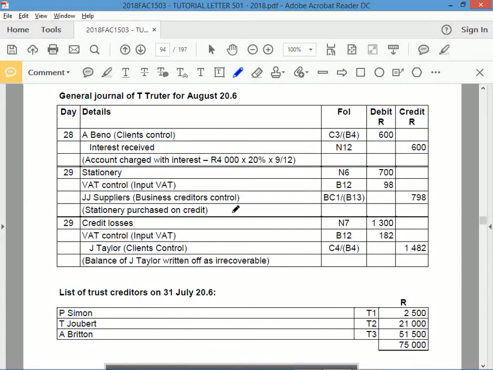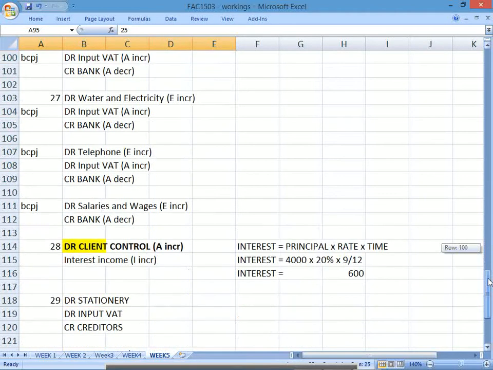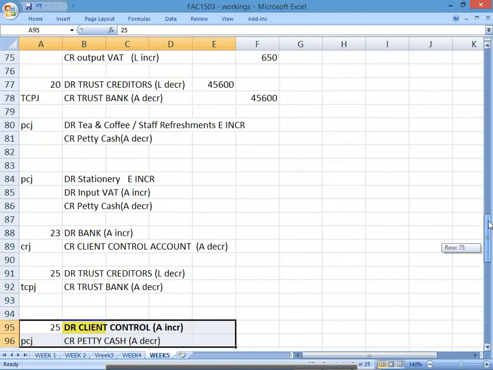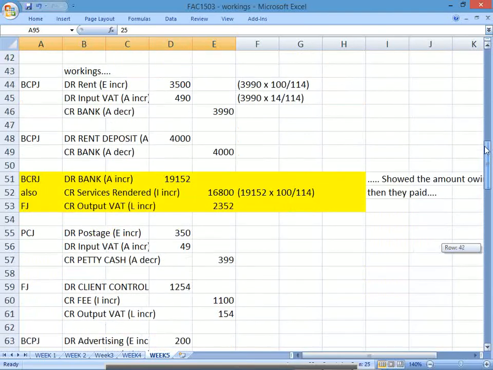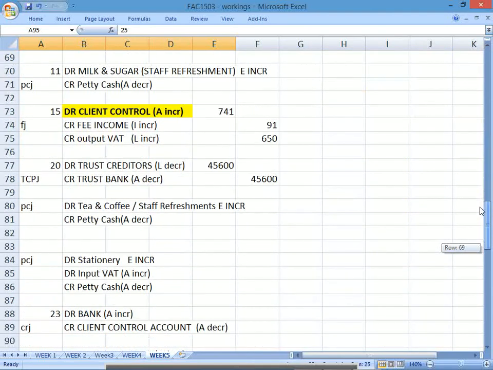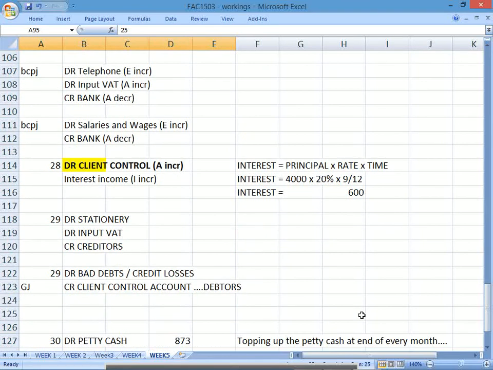And stationery purchase on credit. Okay, so stationery purchase on credit, I think I said CJ, cash creditors journal. Where is it? Let's go up. What date was this? Was it the 29th, so it's further down, actually. Okay, I didn't actually write a journal. That could have been journal, so you could have left it as is, that's journal, like it's in your book, or creditor's journal.